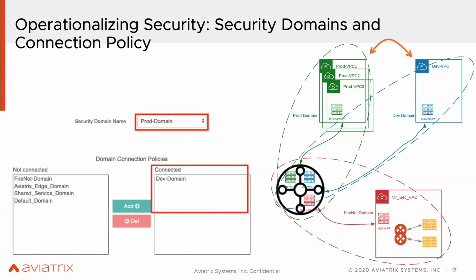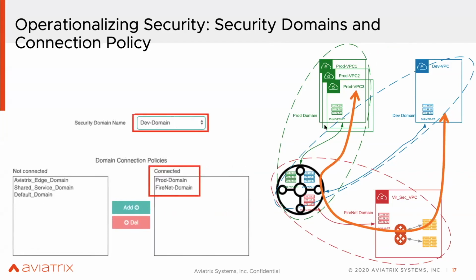Now your InfoSec team comes in and says, no, that's not what I want. Whenever you're talking to the production domain, I want you to inspect that traffic with this firewall. So instead of you figuring it out and pulling your hair out, you can just create this FireNet domain, or that's how I call it here. And then you're done. You just move this FireNet domain here. And now any traffic that needs to go to this production domain will automatically be inspected by this firewall. So this is how simple we are making it for our customers.